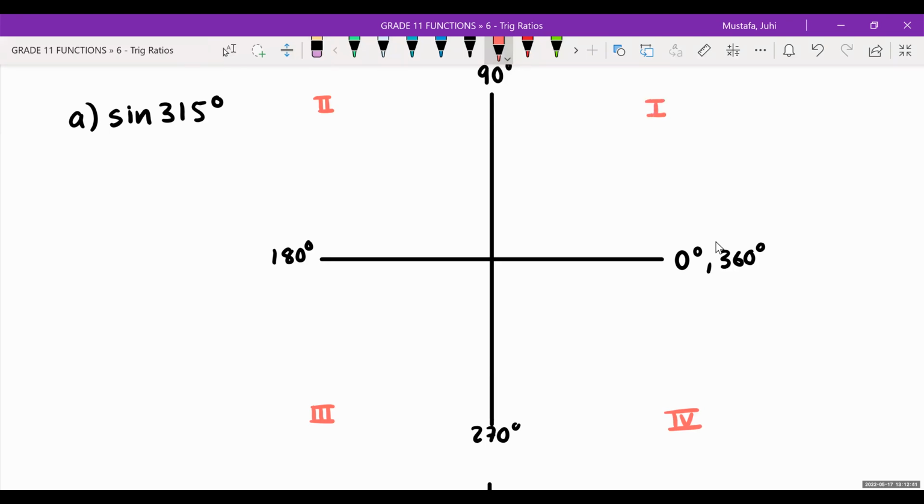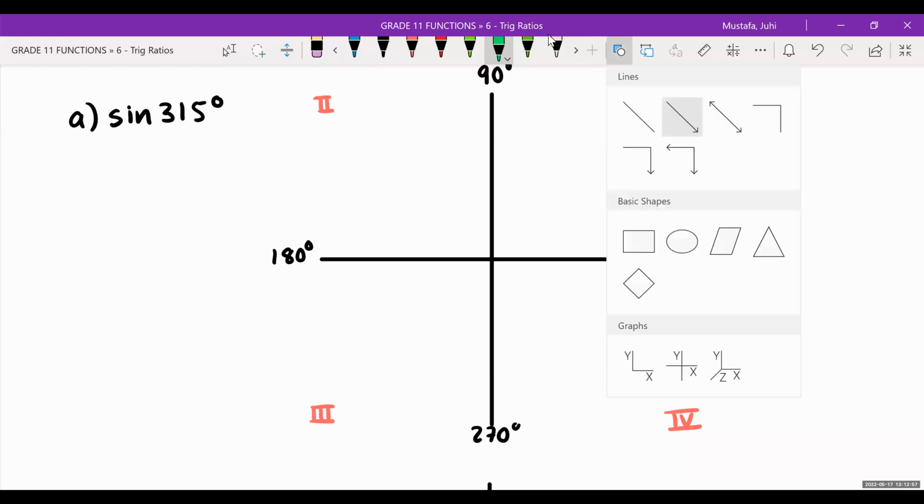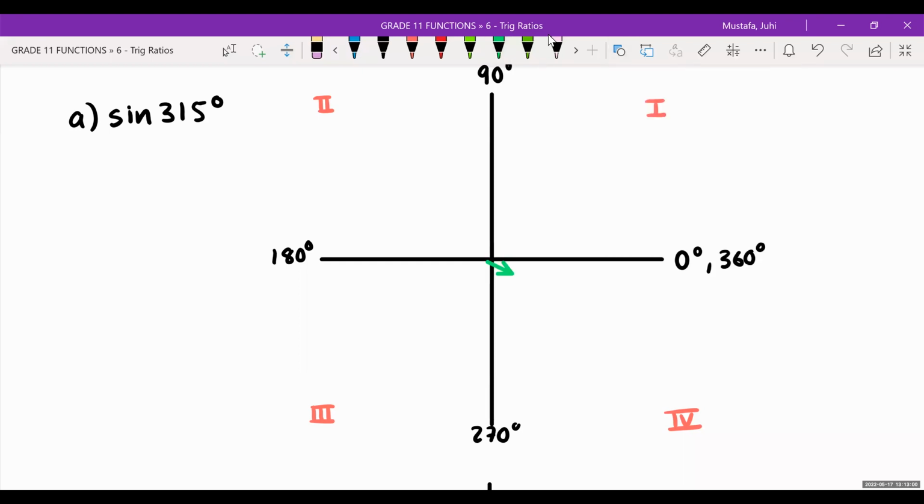Angle 315 degrees. Where am I going to draw that? Which quadrant is it going to go into? Quadrant 4, good. Do these questions need to be done using a ruler? Yes, absolutely. Neatness is very important for these. So you don't even need a ruler. You just need some sort of Presto card or something to do this. That works as well.